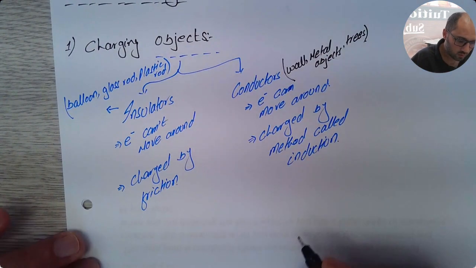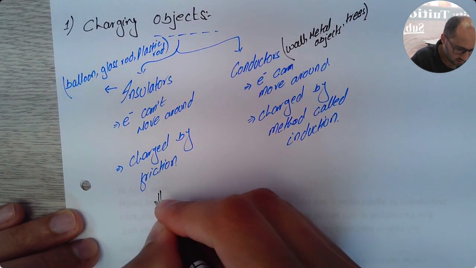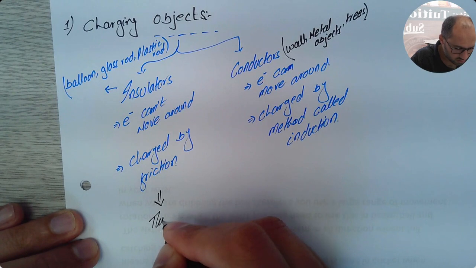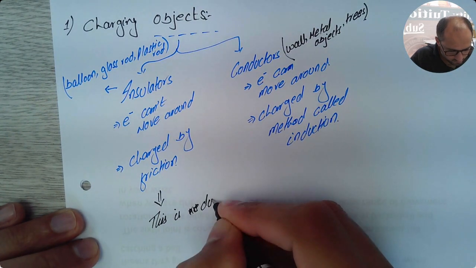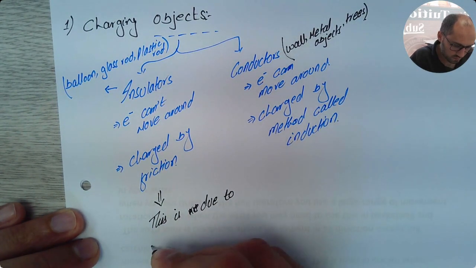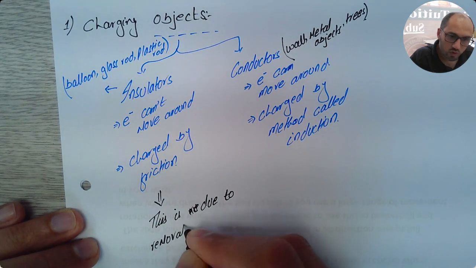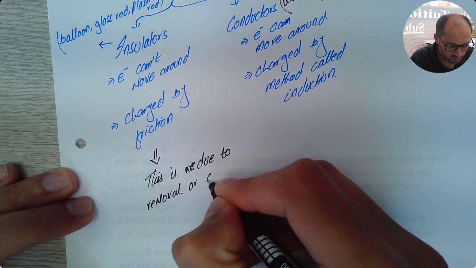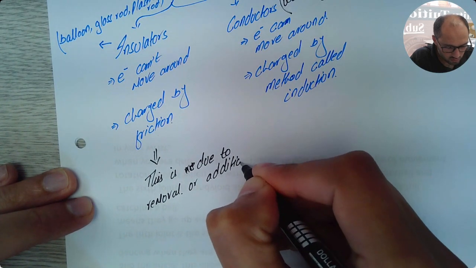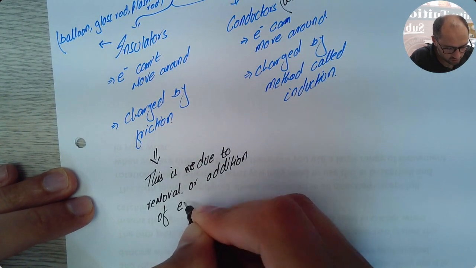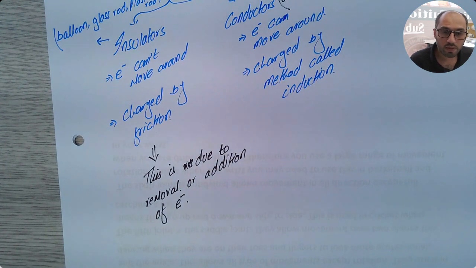You have to remember, when you are charging insulators, this will be due to removal or addition of electron. This is the most common mistake that students make on this topic. They start talking about positive charge. So you will never ever talk about positive charge. It will always be either addition of electron, which is negative charge, or removal of negative charge.